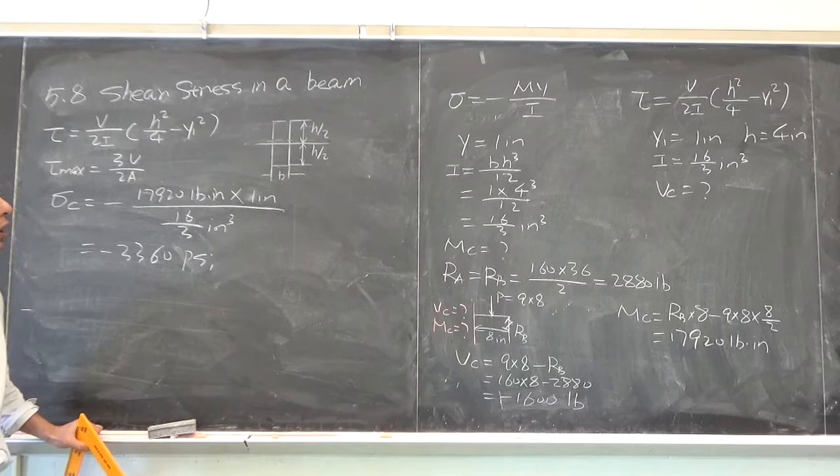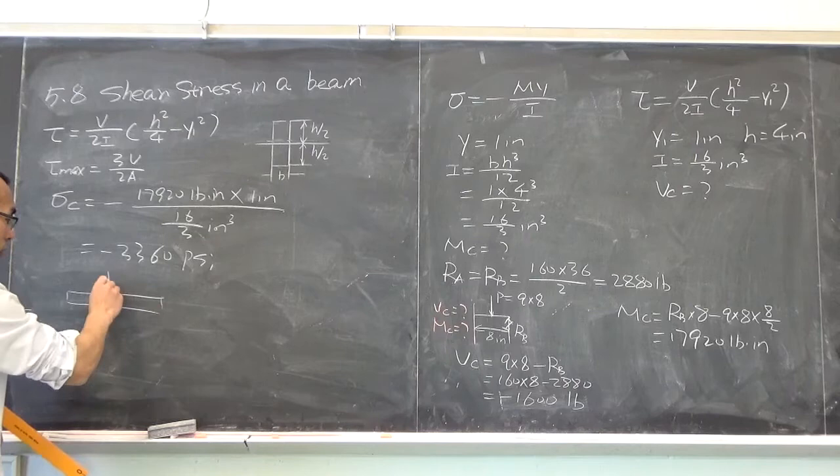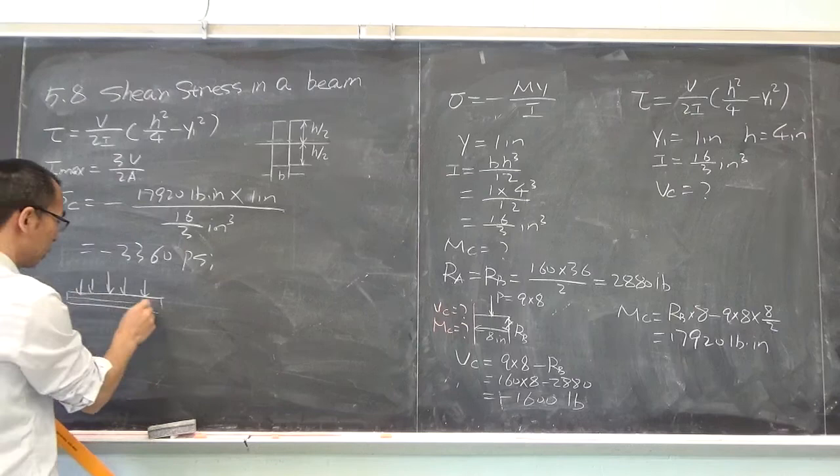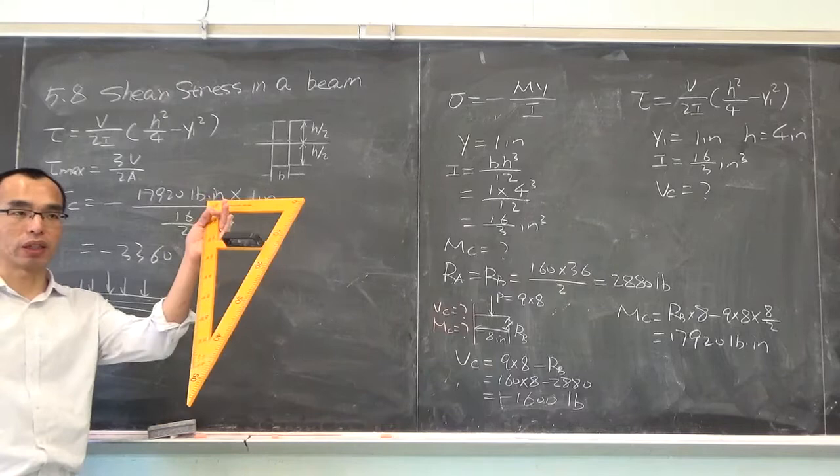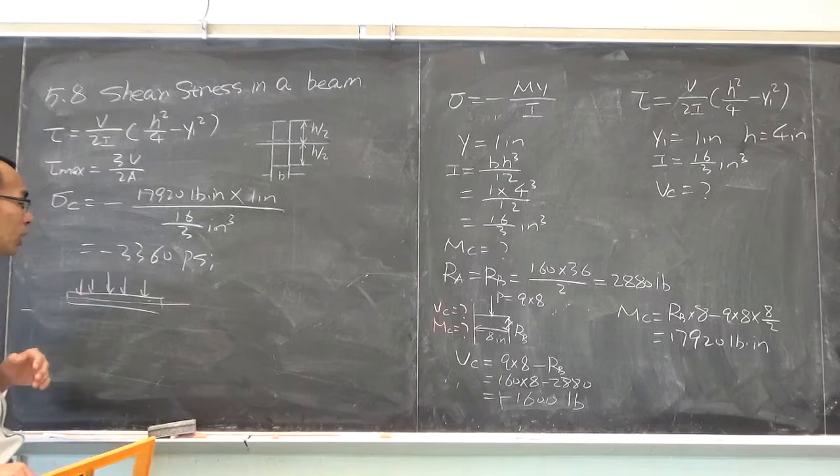Because the beam is under this uniform force, right? So this is a neutral surface, and because this point is above the neutral surface, the beam will bend this way, right? So the top part will be under compression, and that's why you have negative. So this is the normal stress.